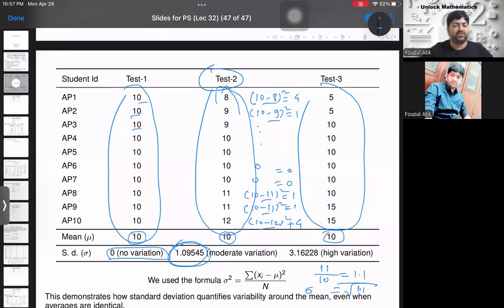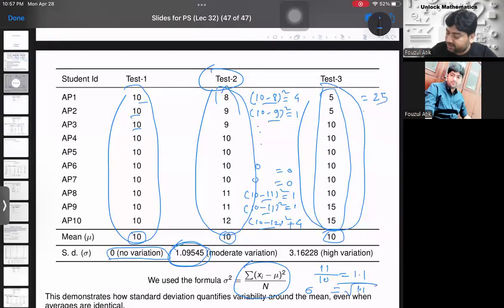So in this case, we have seen that a moderate variance is there. At the same time, if you check the test 3 values and calculate the variance the same way, we start with 5 minus 10, so 10 minus 5 whole square. So I am calculating the sigma square value: it is 10 minus 5 whole square. What is that? 5.